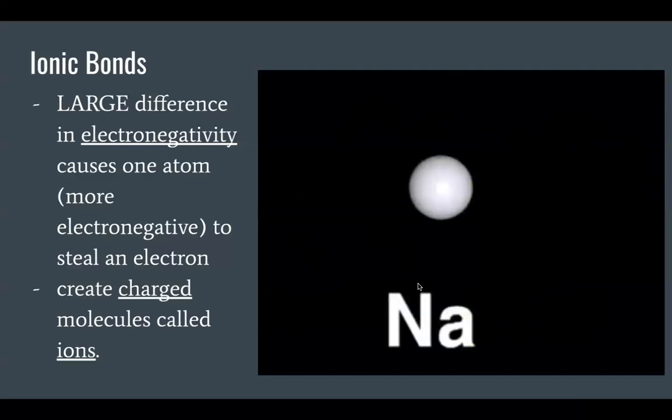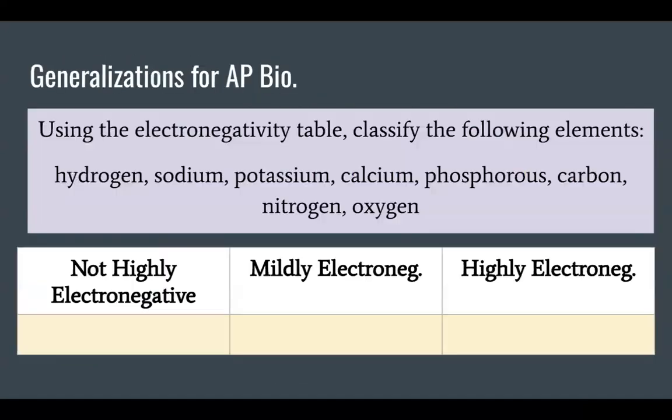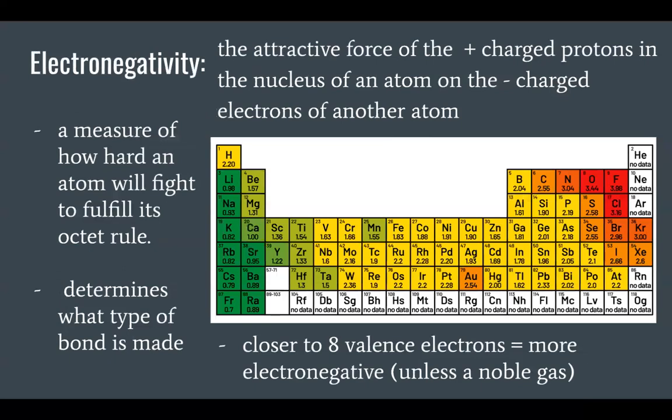Okay, that's an ionic bond. Now, in order to generalize for AP Bio, you don't need to know all of the periodic table. For a chemistry class and an AP chemistry class, you do need to know more about the periodic table. But for us, we are really interested in the essential elements.